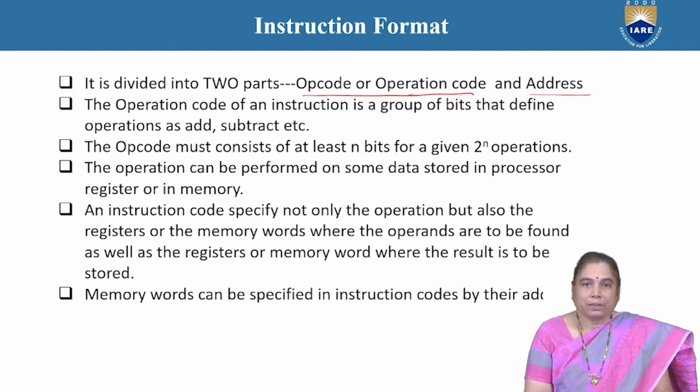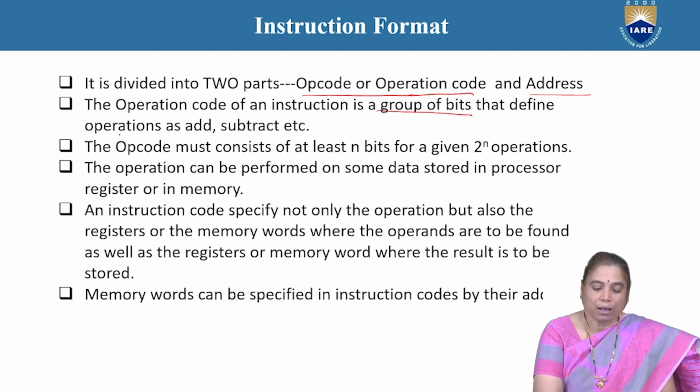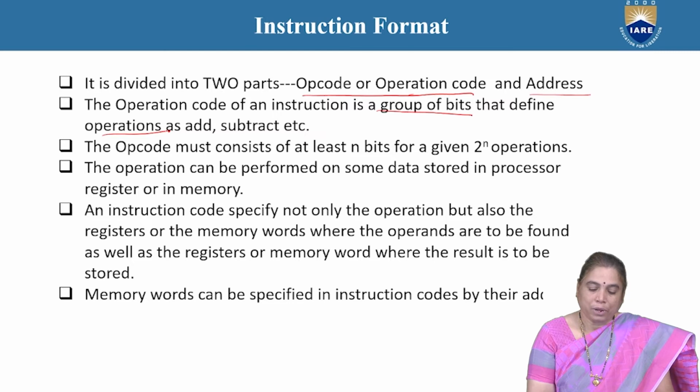What is the address that is specified in the instruction format? There, the operand can be identified. So here the instruction format consists of two parts, opcode and the address. The operation code of an instruction is a group of bits that define operations, for example add, subtract, etc. The opcode must consist of at least n bits for a given 2^n operations.